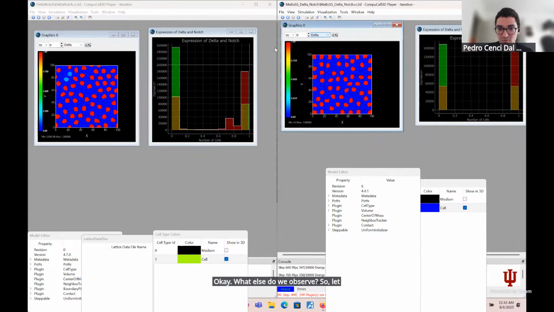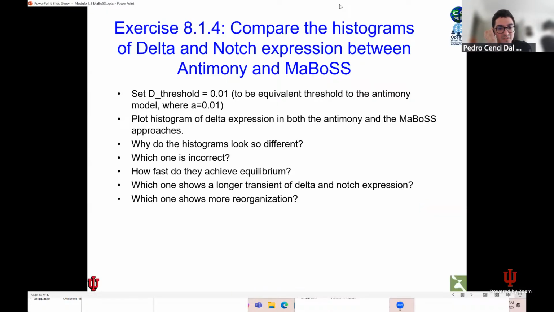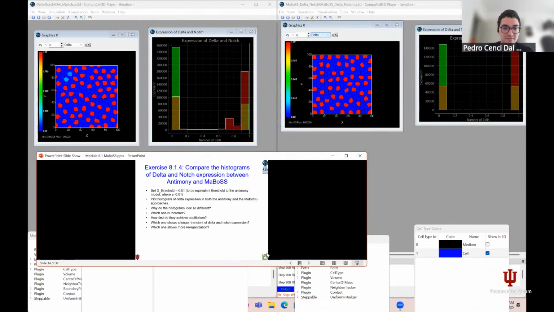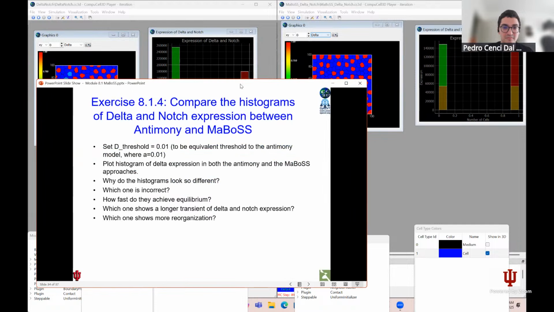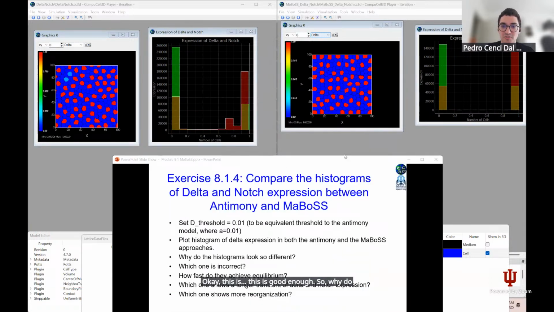So let me give you questions here. Okay, this is good enough. So why do the histograms look so different? Well, because MaBoSS is an all or nothing approach, so we have only binary states. This was already answered in the chat. Which one is incorrect? Answer in the chat. Which one is wrong?